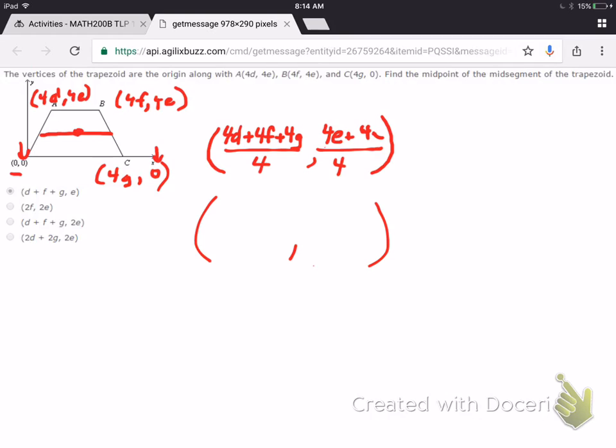Okay, so when you add these three things together for the x-coordinate, you can't add those because they're not like terms, but because all terms in the coordinate are divisible by 4, you can divide the 4 into each term of the numerator, and you're just left with D plus F plus G. And then the y-coordinate is 4E plus 4E, which is 8E, and 8E over 4 is 2E. So that is the midpoint of the midsegment. It's the average of the coordinates of the points.